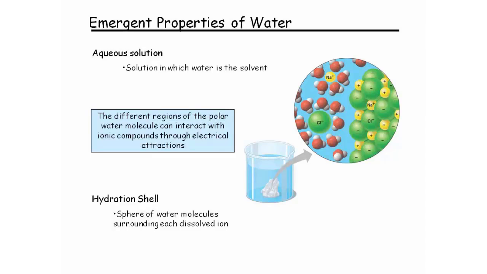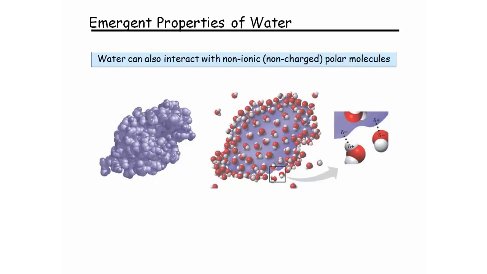So the different regions of the polar water molecule can interact with ionic compounds through electrical attractions. Opposite charges attract each other. Now, in addition to that, water can also dissolve things that do not have charges. So it can interact and dissolve non-ionic, which means non-charged molecules, so long as they are polar molecules. So if we think about sugar, you've probably dissolved some sugar in the kitchen before, so you're familiar with the fact that sugar does dissolve in water.